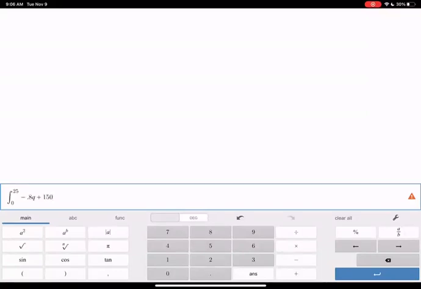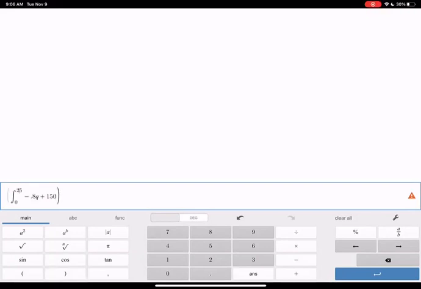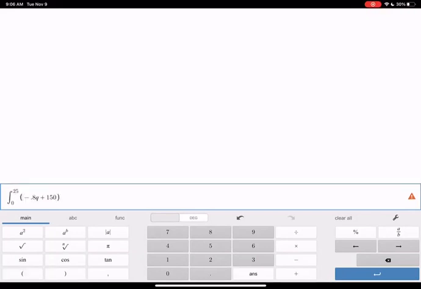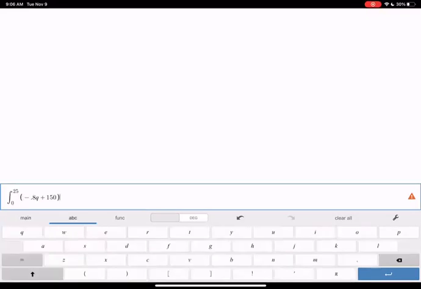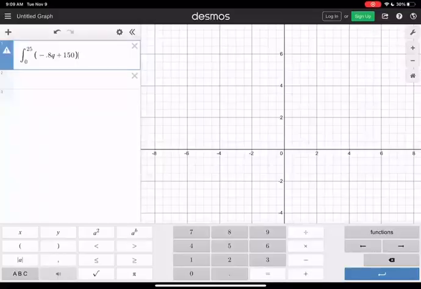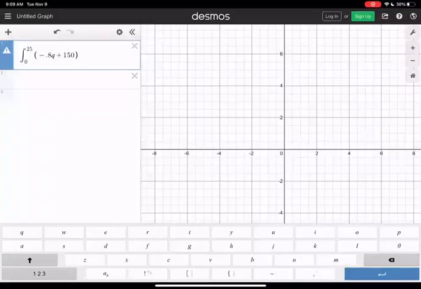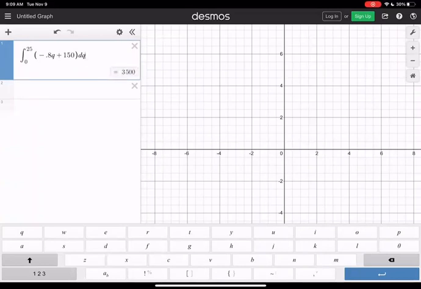So negative 0.8 Q plus 150. I'm going to do some parentheses here so my calculator knows where to start and stop. And I have dQ. So again, just finishing up, going back to my alphabet, dQ. And then we see that we have the integral there, 3,500. Now, some Desmos calculators don't have that complete feature, so just make sure that you have the most updated Desmos calculator. All right, so we're not quite done with that consumer surplus, so we need to subtract now.